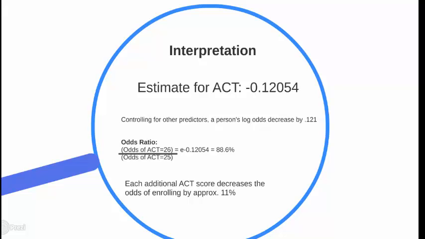This is an example of how we interpret numerical variables, such as ACT score. Our beta estimate was negative 0.12054. This means, holding all other predictors constant, one additional point on the ACT decreases the log odds of enrolling by about 0.121. Using the displayed conversion, we can see that this means an additional point on the ACT decreases the odds of enrolling by about 11%.